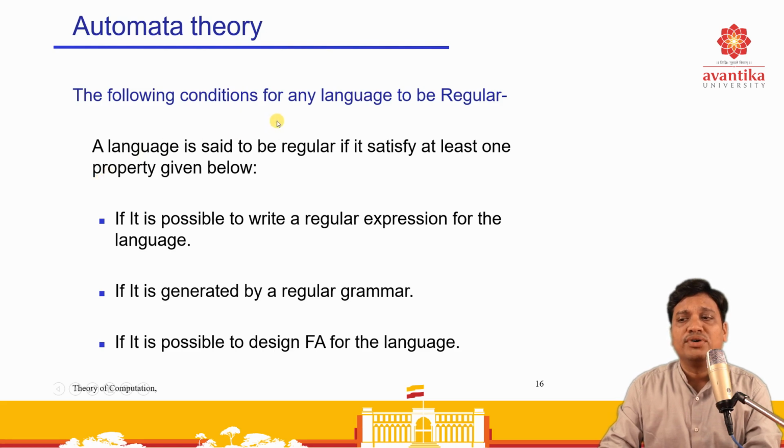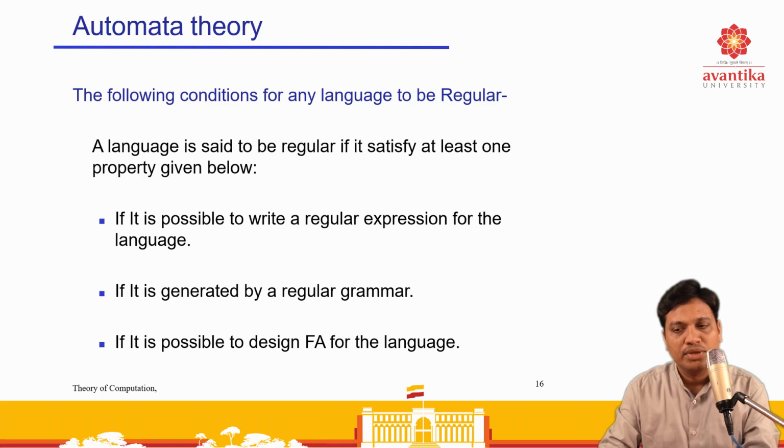The following are the conditions for a language to be regular. Check these three conditions. A language is said to be regular if it satisfies at least one property given below. Either of the three, we should satisfy at least one condition. If it is possible to write a regular expression for the language. Second, if it is generated by a regular grammar. Third, if it is possible to design a finite automata, FA, for the language. So check any of the three conditions. We must satisfy one condition, then that particular language is called a regular language.